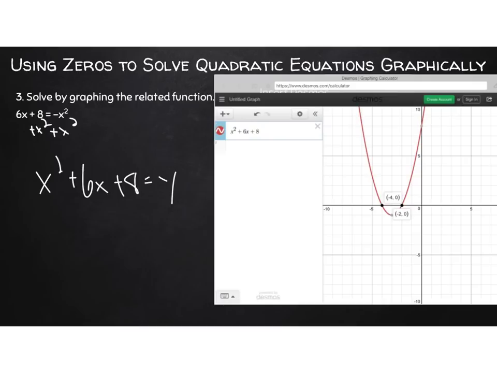Our x-intercepts are at -4, 0 and -2, 0. So our solutions to this are going to be x equals -4 and -2. So just another way that you can solve. Given the graph, we know we're just looking for our x-intercepts for our solutions.